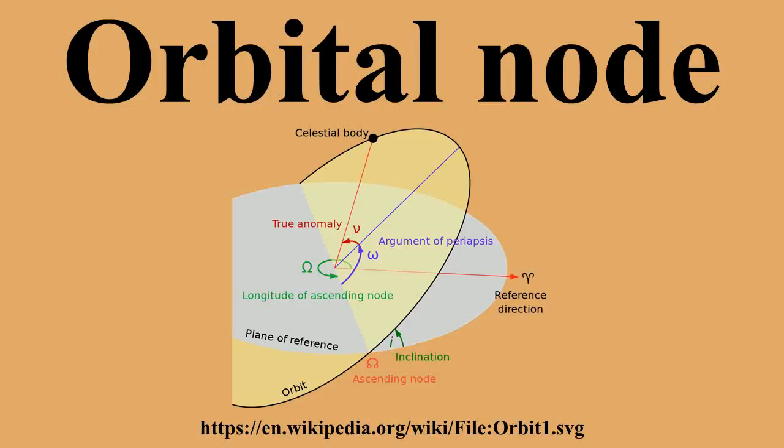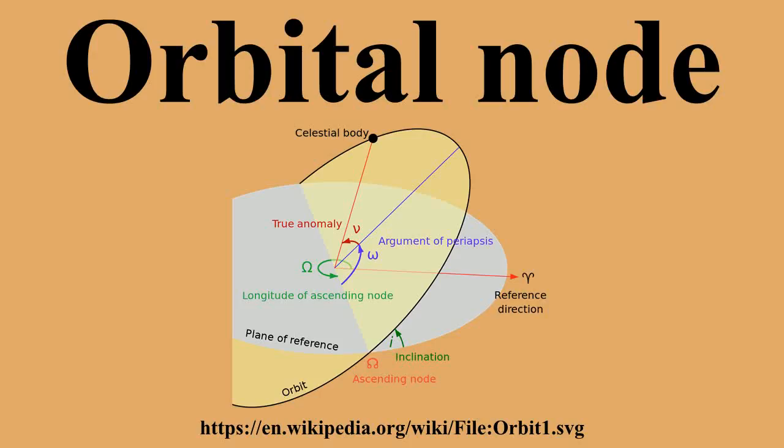Planes of reference. Common planes of reference include: for a geocentric orbit, the Earth's equatorial plane. In this case, non-inclined orbits are called equatorial. For a heliocentric orbit, the ecliptic. In this case, non-inclined orbits are called ecliptic.